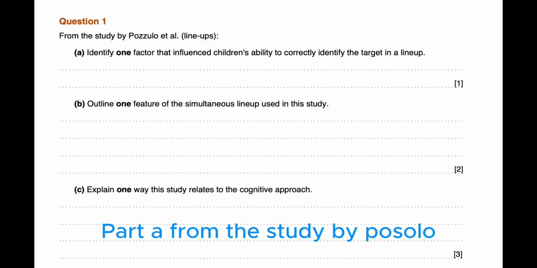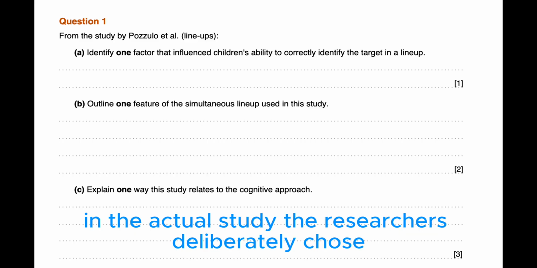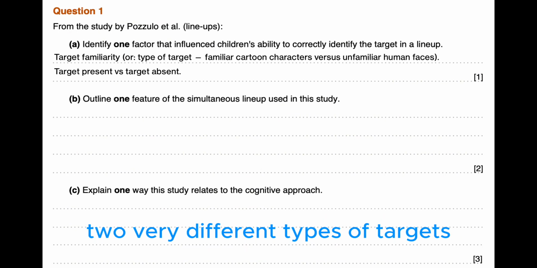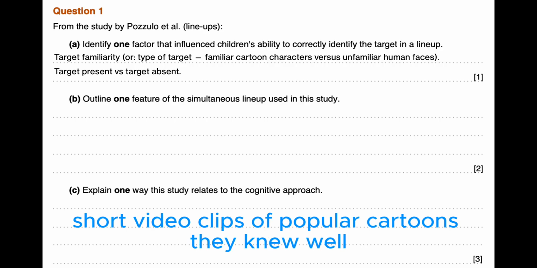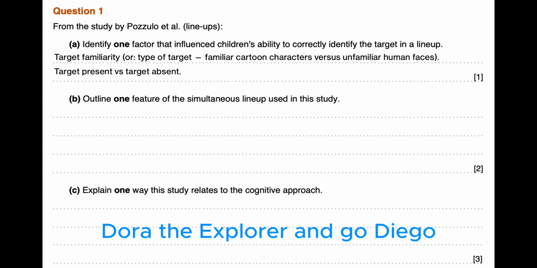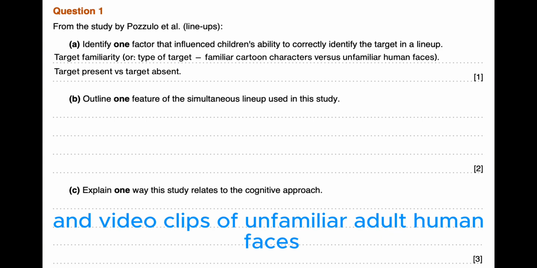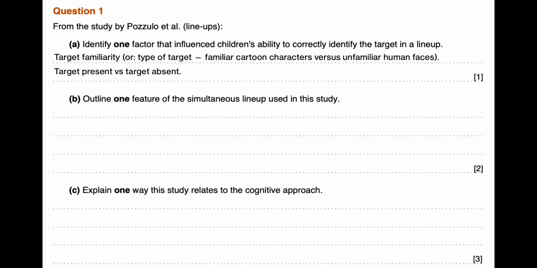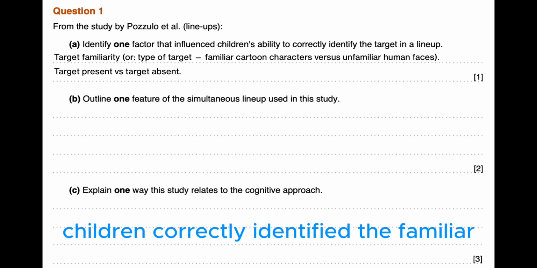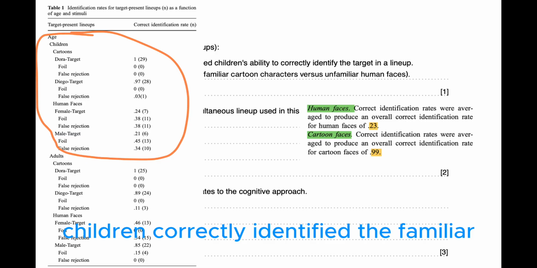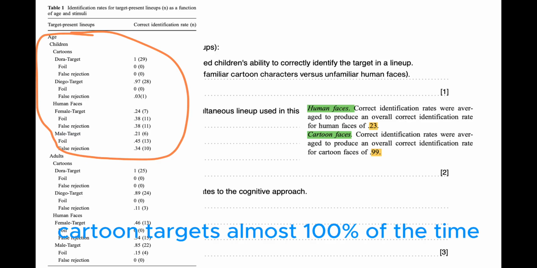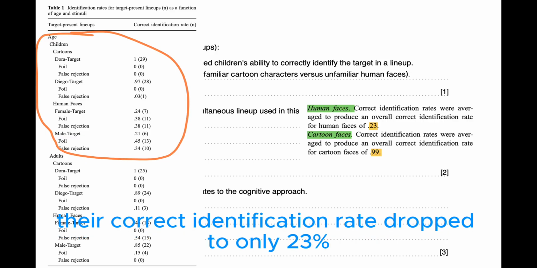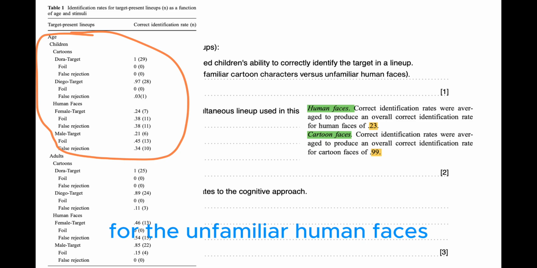Part A. From the study by Pozzulo. In the actual study, the researchers deliberately chose two very different types of targets. The children watched short video clips of popular cartoons they knew well, Dora the Explorer and Go Diego Go, and video clips of unfamiliar adult human faces. The results were striking. Children correctly identified the familiar cartoon targets almost 100% of the time, but their correct identification rate dropped to only 23% for the unfamiliar human faces.